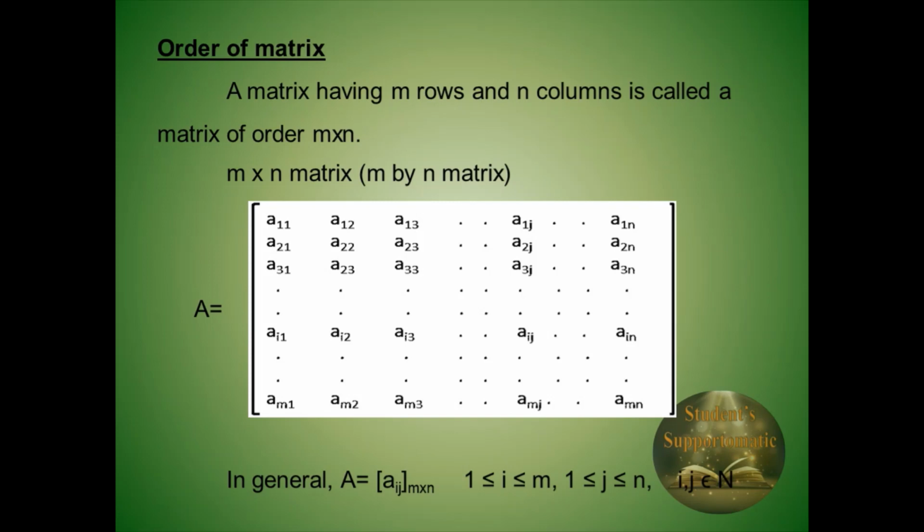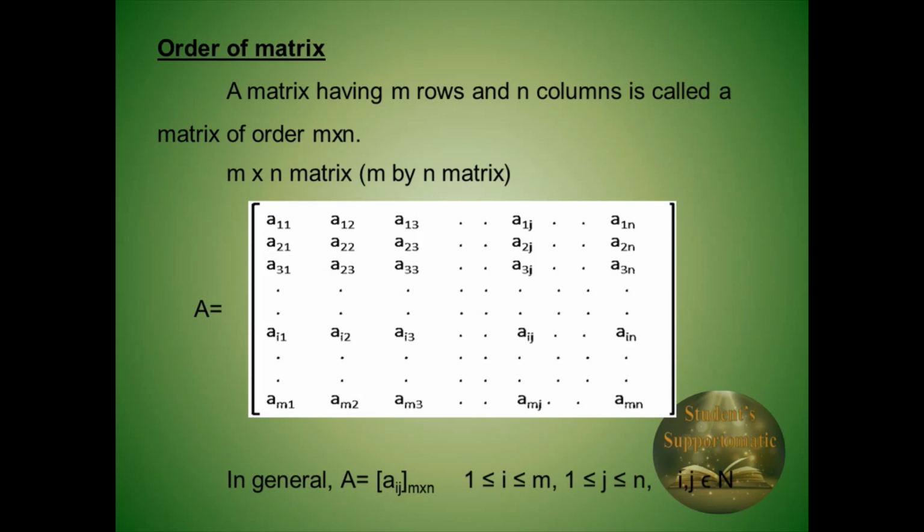So in general we call it A is equal to aij, it is a matrix. We will represent A is equal to small aij, that is a matrix of m cross n, m rows and n columns. Similarly, the last element is mn. So the matrix is a matrix of the order m by n.